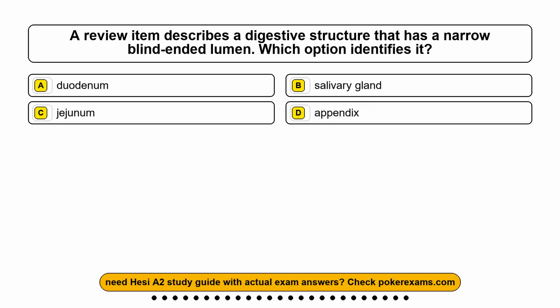Question 1. A review item describes a digestive structure that has a narrow blind-ended lumen. Which option identifies it? Option A, duodenum. Option B, salivary gland. Option C, jejunum. Option D, appendix. The correct answer is option D, appendix.